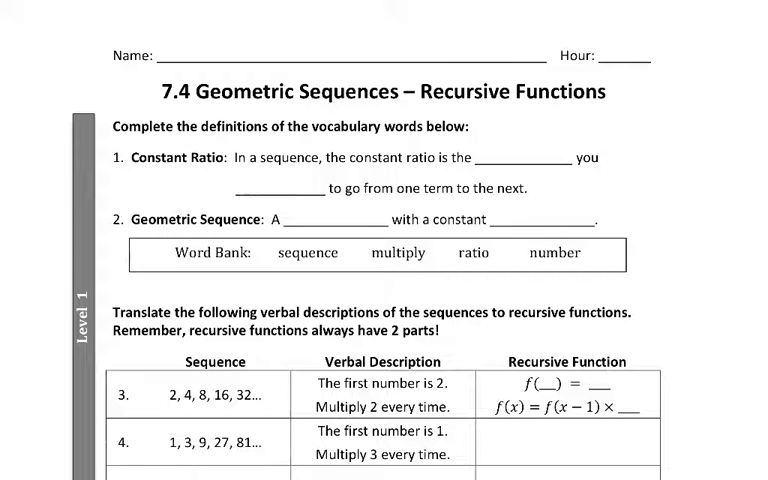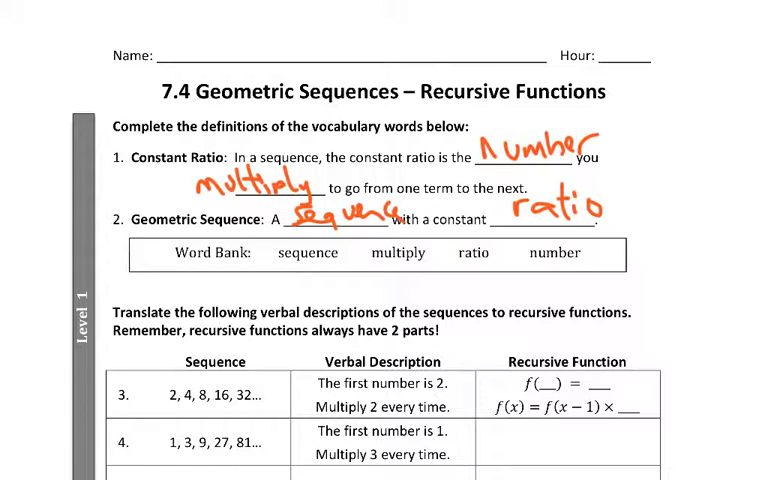A constant ratio is a lot like a constant difference, only this time, in a sequence, a constant ratio is the number you multiply to go from one term to the next. And a geometric sequence is a sequence with a constant ratio. In other words, if you have a sequence that's not adding a number, but instead multiplying by the same number every time, we're going to call that a geometric sequence.